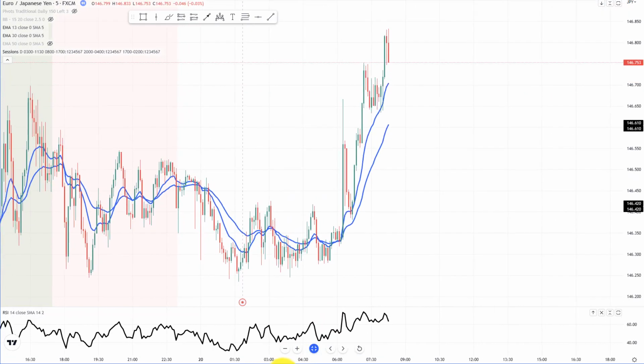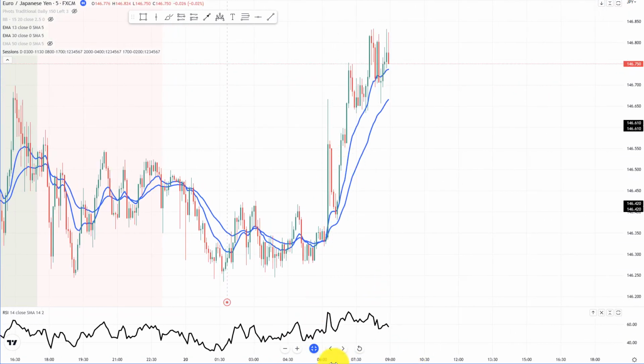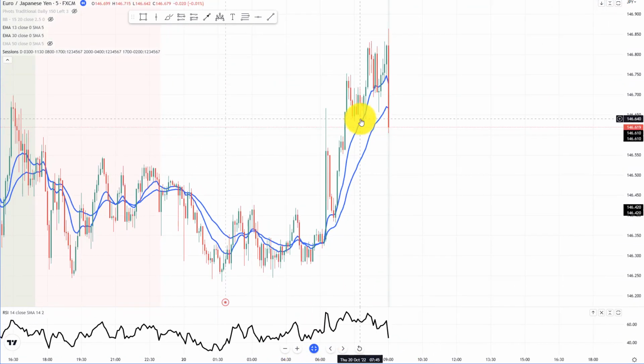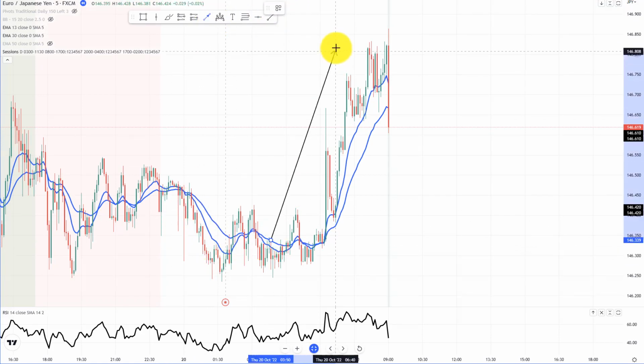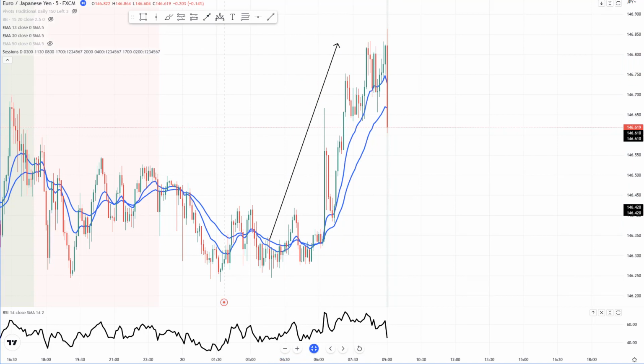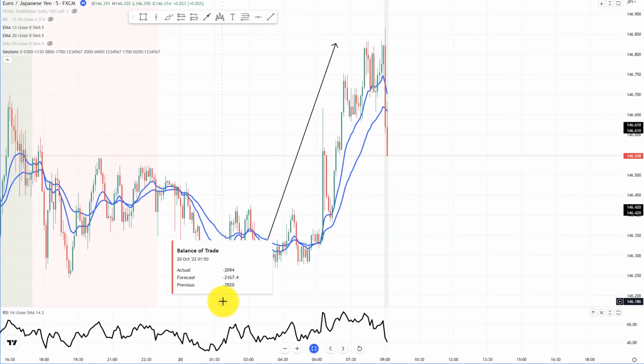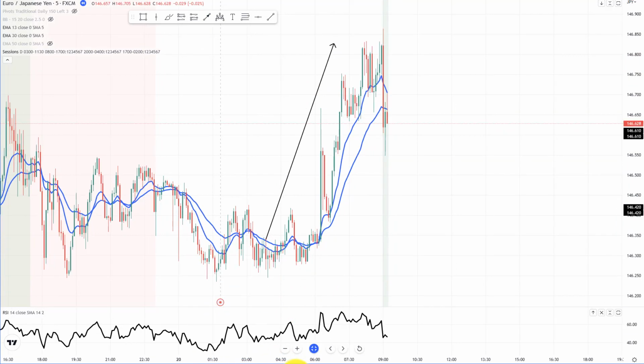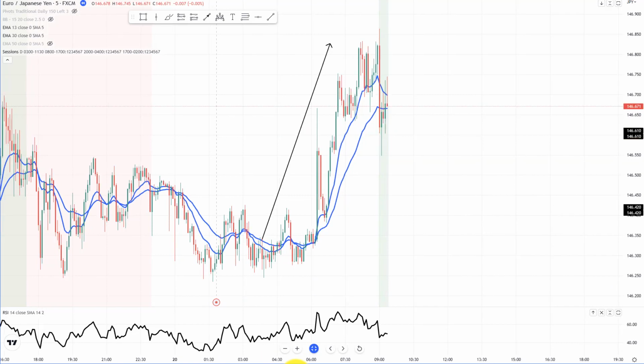Let's see. Asian is open. London is about to open here. And what do we have? We had a break, a range, and then a trend. Looks really volatile here. What was that? Balance of trade. So it definitely looks more bullish than bearish.